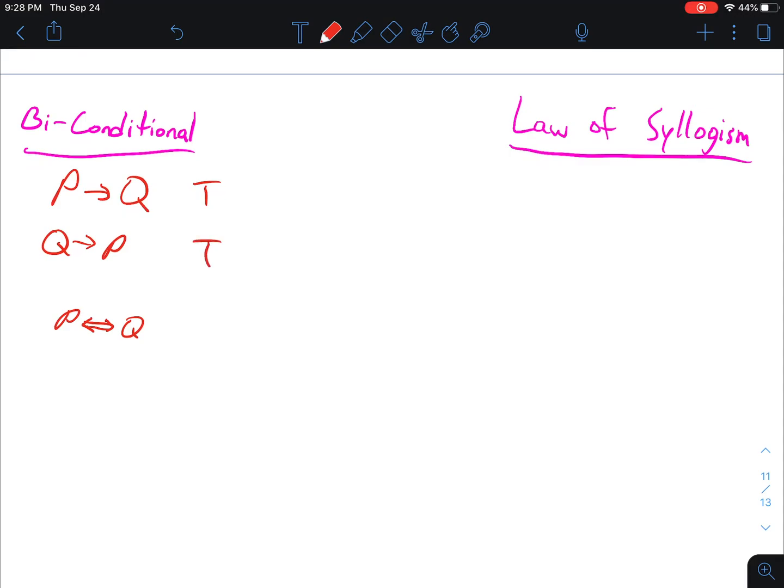So the way we say it in a biconditional is P if and only if Q.